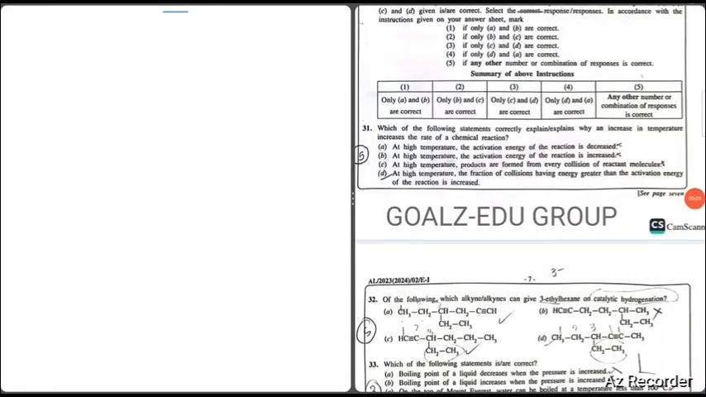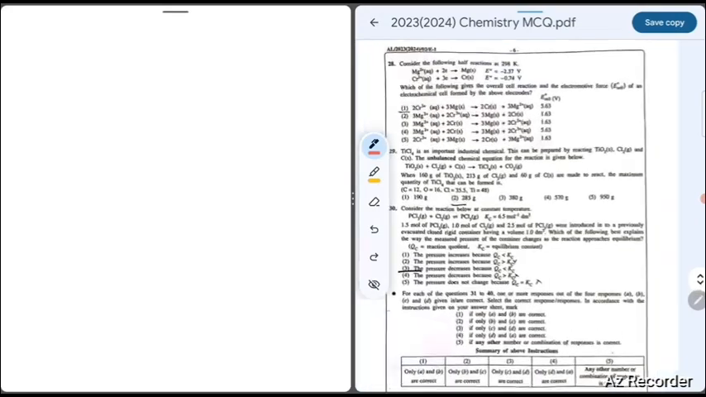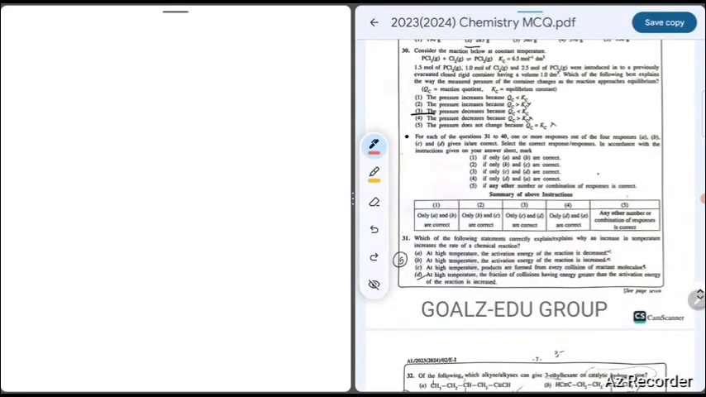Question 31. Which of the following statements correctly explain or explains why an increase in temperature increases the rate of a chemical reaction? So, an increase in temperature increases the rate of the reaction. What is the reason for this? At high temperature, the activation energy of the reaction is decreased.